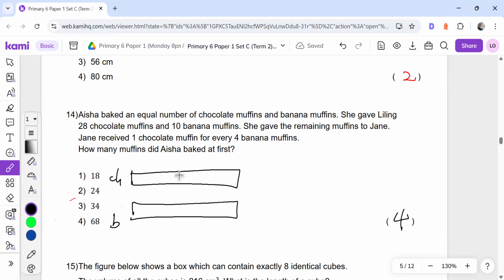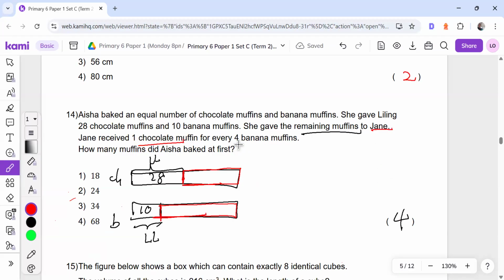And she gave Liling 28 chocolate muffins. So you cut here, and 10 banana. So 28 and that's a 10. So Liling gets this and Liling also gets this. And then she gave the remaining muffins. Where are the remaining muffins? Now there's a method here. This is the remaining muffins that she gave to Jane.